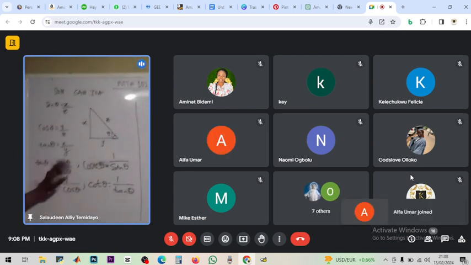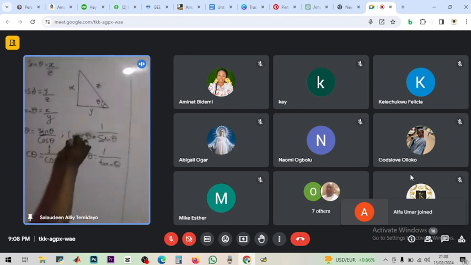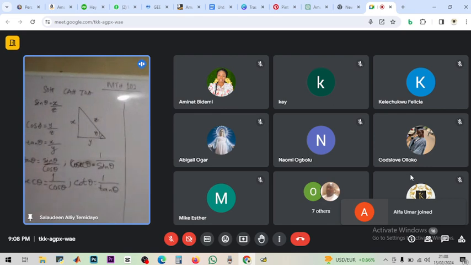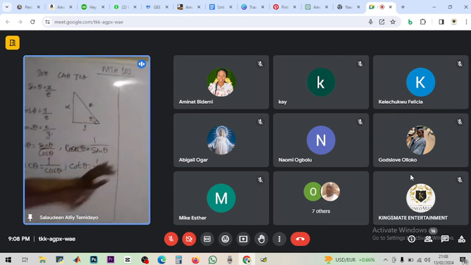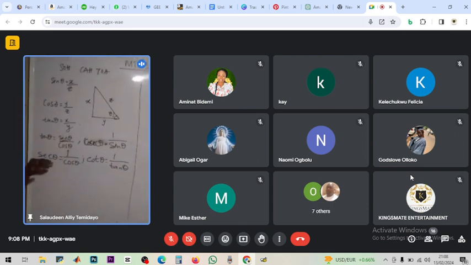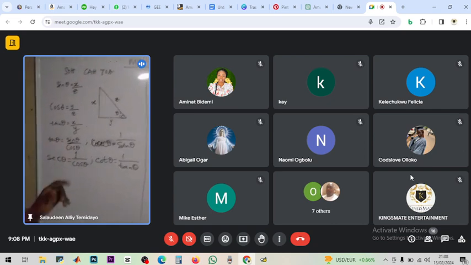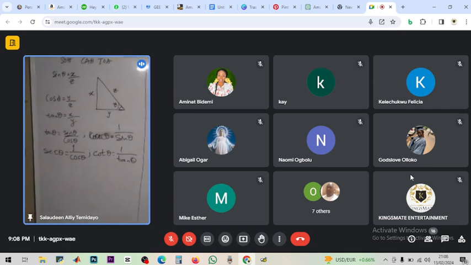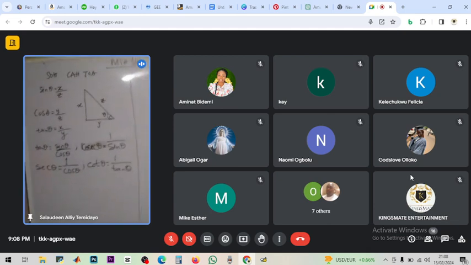I said we are given the trig ratios. These are the trig ratios, not trigonometry ratios. Cosec theta is the same as 1 over sine theta. Cot theta equals 1 over tan theta. And sec theta equals 1 over cos theta. These are the things you should just know yourself. Write them down and memorize them immediately after the class.